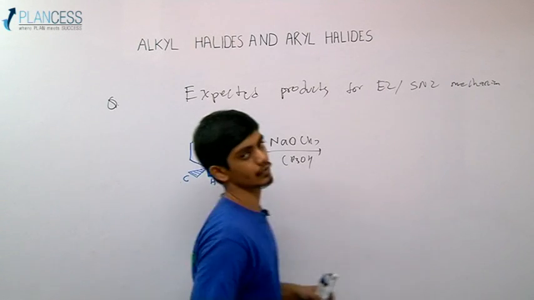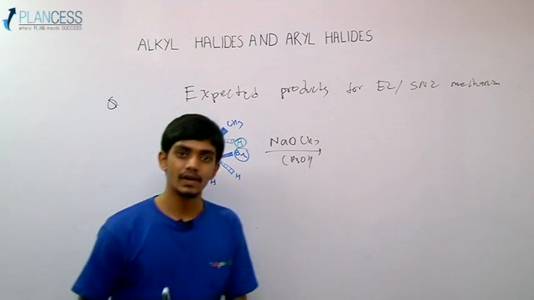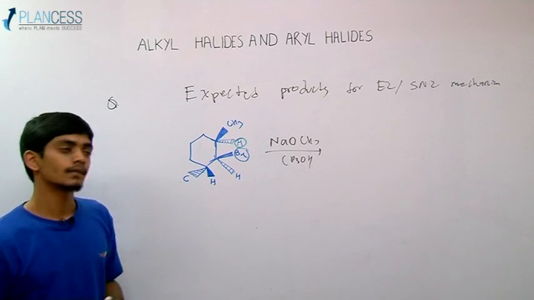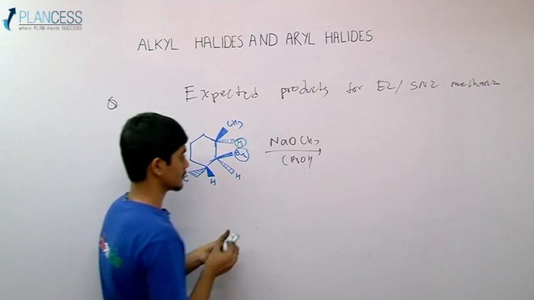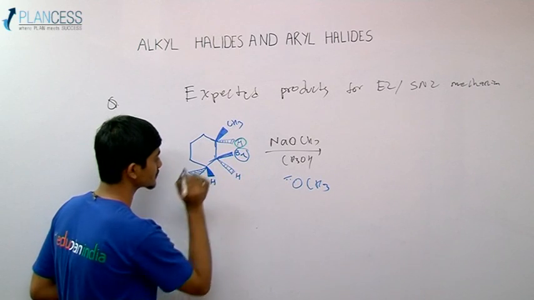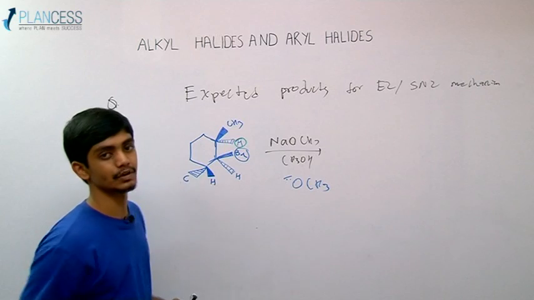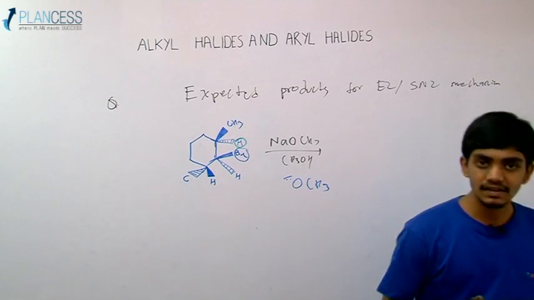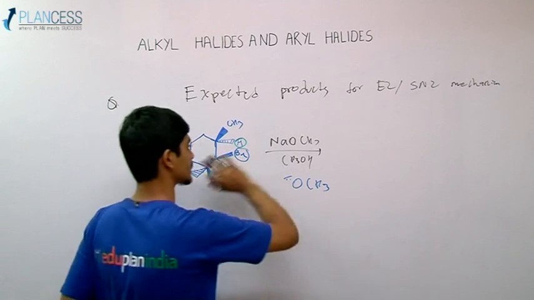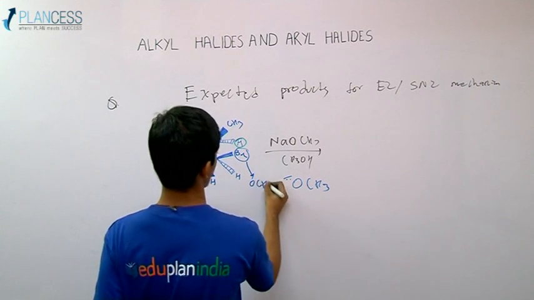But now there is one more trick in this question. The inversion in configuration occurs if and only if this OCH3 can attack the carbon from the back. But now this OCH3 minus will attack this carbon only from the same side as that of Br. It cannot attack from the back side because of the presence of the ring, and hence here there is no inversion of configuration, and you get the same product. The only difference is this Br is replaced by OCH3.